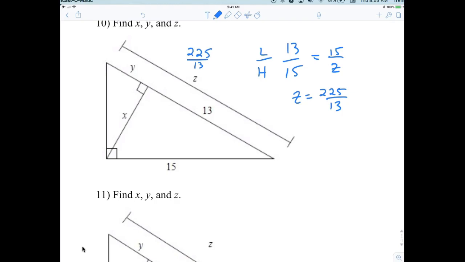So y is going to be 225 over 13 minus what? 13. 13 is 169 13ths. So that would be 56 over 13, obviously, right? If you don't like that, just type it on your calculator: 225 over 13 minus 13.